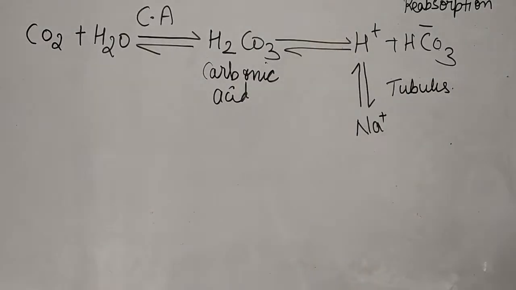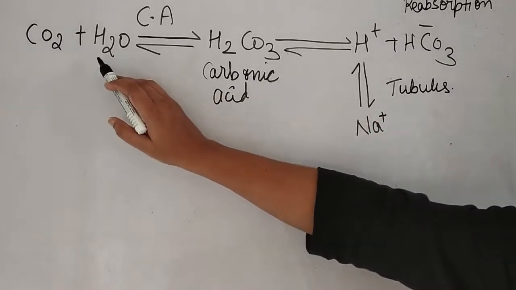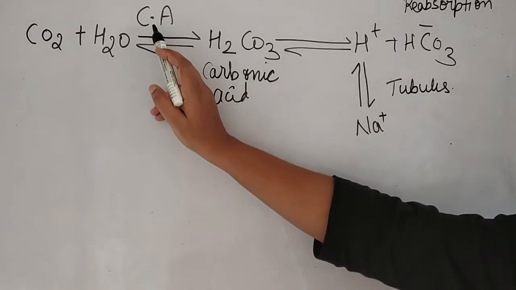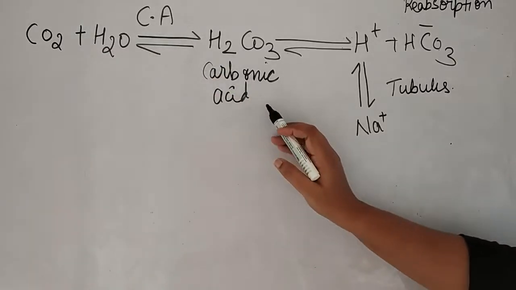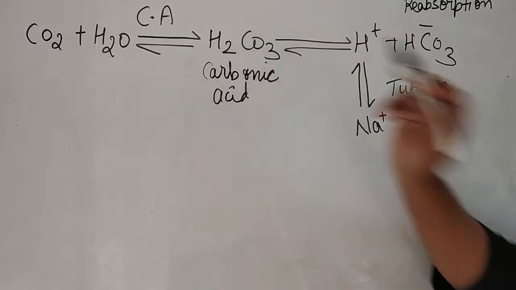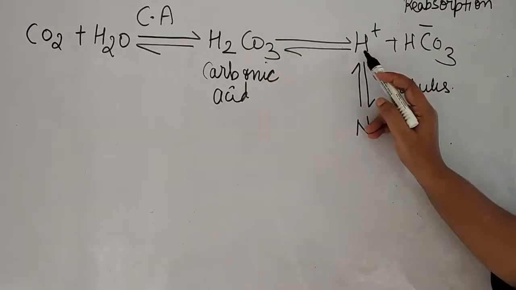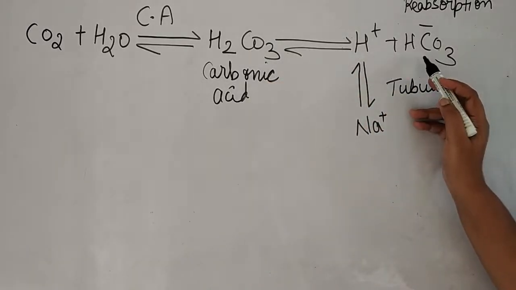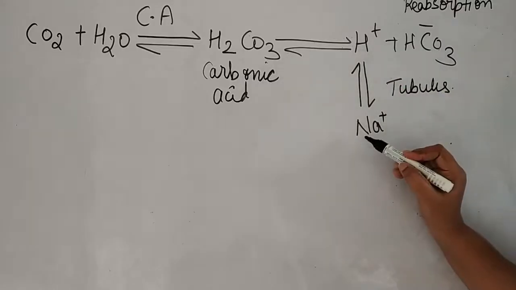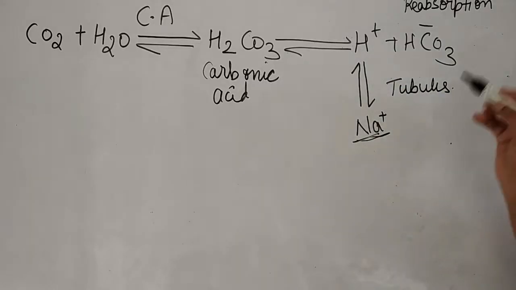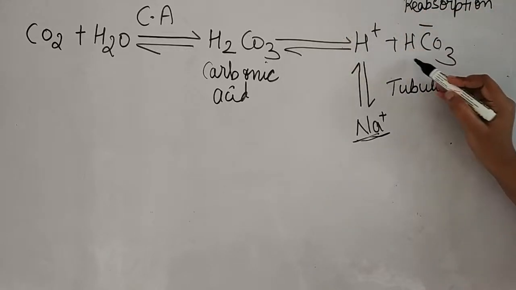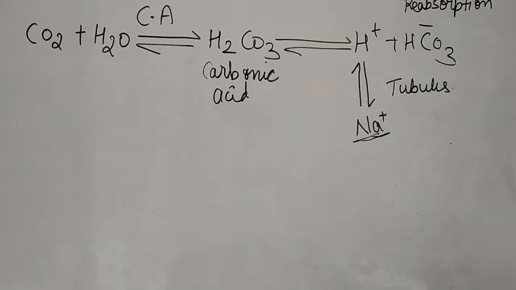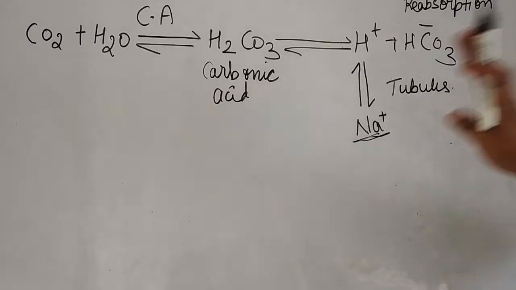This is the action of carbonic anhydrase inhibitors. In our body, carbon dioxide and water are present. In the presence of the carbonic anhydrase enzyme, that carbon dioxide and water will form carbonic acid, that is H2CO3, and this carbonic acid will form H+ and HCO3-. H+ ions are exchanged with sodium ions inside the tubules, and this bicarbonate is reabsorbed in the body. This is the normal procedure when no diuretic is present.